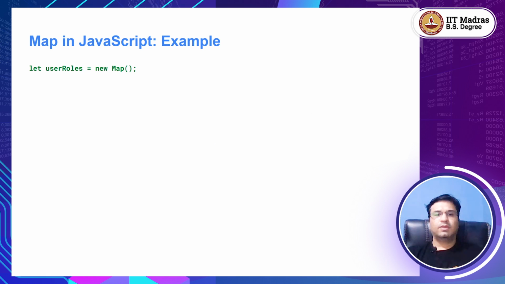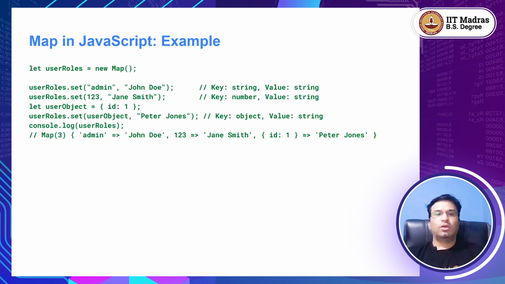For example, here we create an empty Map object by using the new Map constructor. To add values, use the .set method. Setting a value is an average Big O(1) operation. Here, userRoles.set('admin', 'John Doe') adds a key-value pair where the key is the string admin.